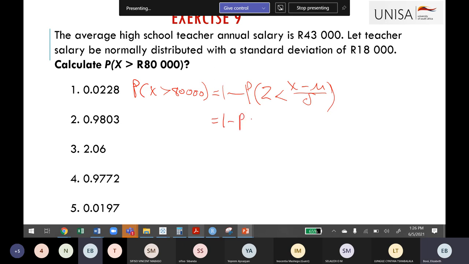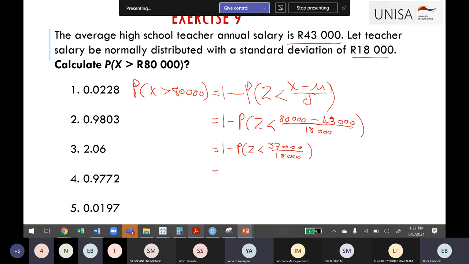So 1 minus the probability that Z is less than our X, which is 80,000, minus our mean, which is 43,000, and our standard deviation of 18,000. Did you calculate it? What is 80,000 minus 43,000? 37,000. 37,000 divided by 18,000 is 2.0555. So you round it up: Z less than 2.06.